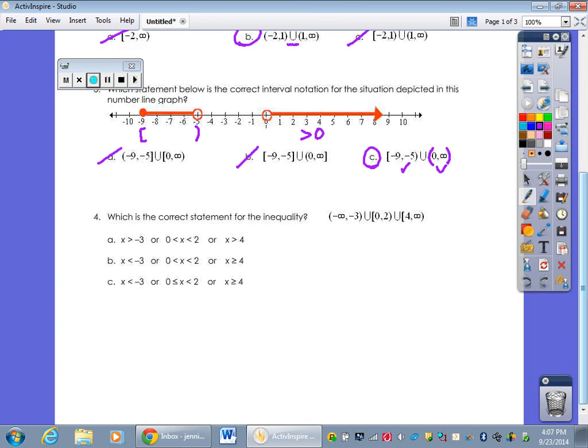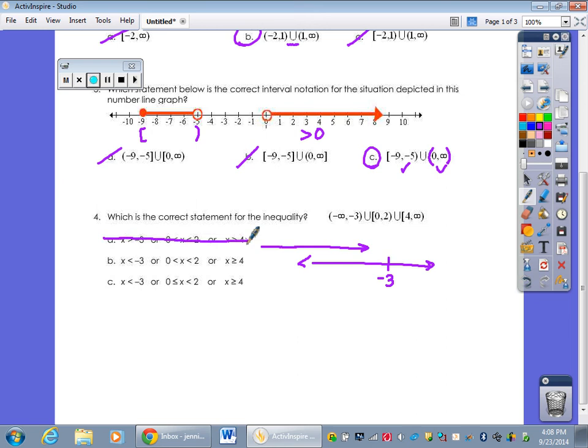All right, number 4, which is the correct statement for the inequality? All right, if we're going from -infinity, so imagine a number line, you're coming up from -infinity and you're going to -3, which means you want all the numbers that are less than -3. You don't want the numbers bigger because you're coming from -infinity, from the left side up to the right. So we want everything less than, which means A would be out.